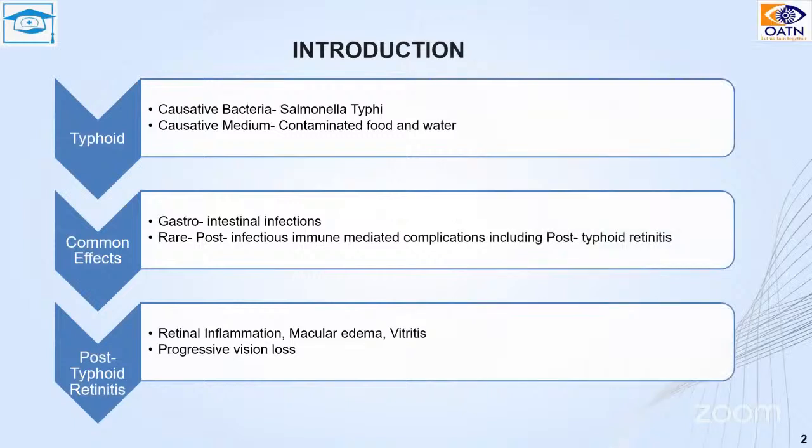Typhoid fever is a systemic bacterial infection caused by Salmonella typhi, primarily transmitted through contaminated food and water. While the disease commonly affects the gastrointestinal system, a rare post-infectious immune-mediated complication is post-typhoid retinitis. This condition is characterized by retinal inflammation, macular edema, and vitritis, leading to progressive vision loss. Early recognition and appropriate treatment are essential to prevent irreversible visual impairment.